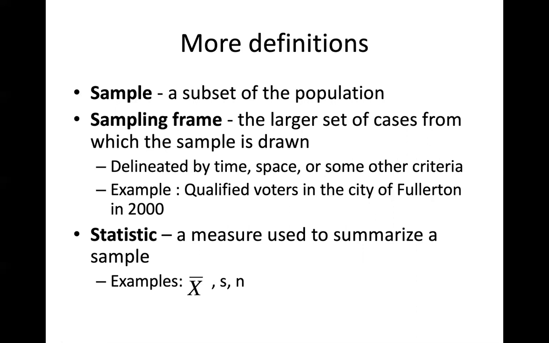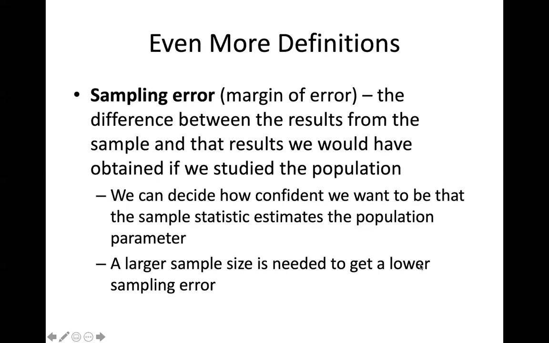So what we do is we take sample statistics. Statistics are those measures that summarize a sample, and we use those statistics to make inferences about a population. So sample statistics are representative, if we do it right, of population parameters. So that's just vocab. Okay.